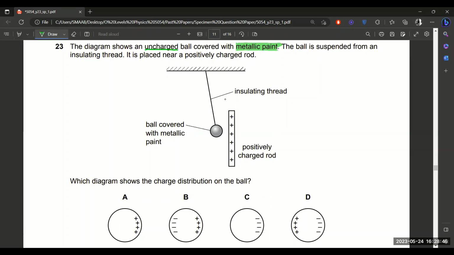The ball is going to be attracted towards the positive rod. It means negative charges are going to shift to the right hand side, towards the positive charge. And positive charges are going to shift to the left hand side, away from the positive rod, because positives repel. So positive will be on the left hand side and negative on the right hand side. And you also need to check for equal numbers of charges, because in most questions they test whether you know that concept. So option D is the right choice.